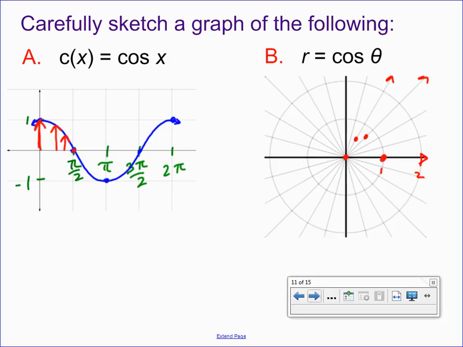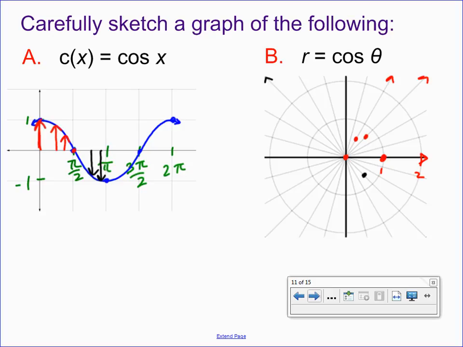How about 3 pi over 4? In the 3 pi over 4 direction, cosine of 3 pi over 4 is negative root 2 over 2, right? And that's about negative 0.7. So can we plot negative 0.7 in the 3 pi over 4 direction? Yeah, we'll go this way, 0.7, in the opposite direction, that's about here.